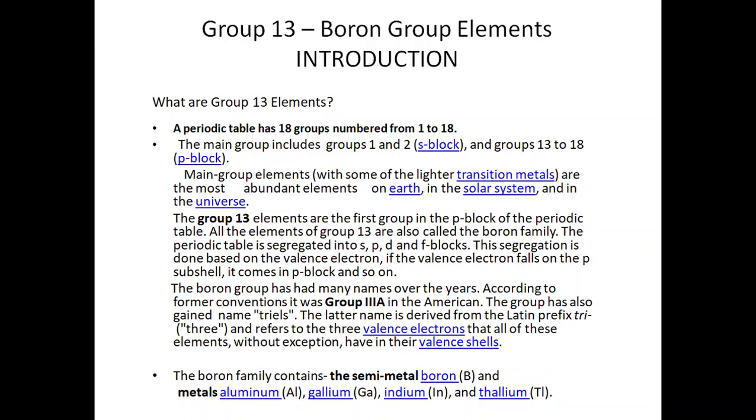The boron group has had many names over the years. According to the former conventions, it was group 3A in the American system. The group has also gained the name triels. The latter name is derived from the Latin prefix tri, that means 3, and refers to the 3 valence electrons that all of these elements, without exception, have in their valence shell. The boron family contains both semimetals and metals. The first member, boron, is a semimetal and all the others, aluminium, gallium, indium and thallium, are metals.